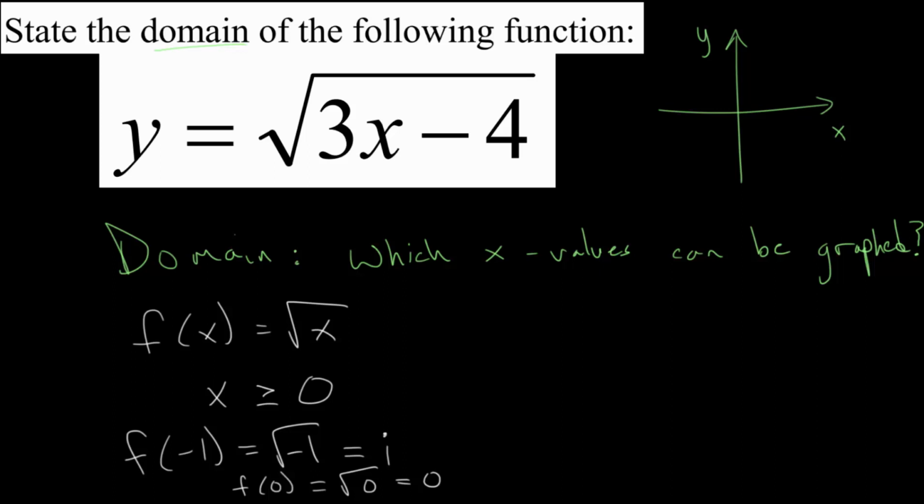And the other function that we would need to concern ourselves with when looking for issues with the domain would be some type of rational function. And the simplest one is just 1 over x. And x cannot be 0. We cannot divide by 0. And this is a value that there is no possible way to graph. This is impossible because there's no way to define what division by 0 actually means.